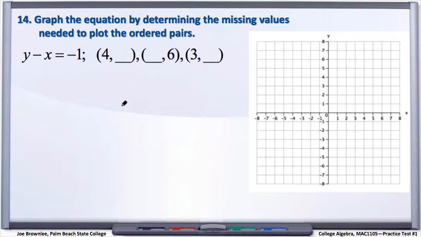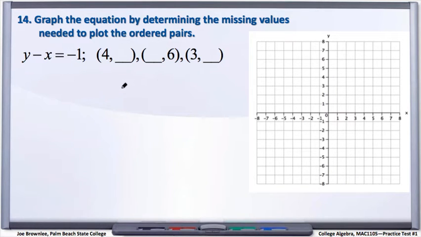Number 14, graph the equation by determining the missing values needed to plot the ordered pairs. All right, and we've been given the equation y minus x equals -1. And again, we have three ordered pairs, just like we did with number 13, except notice this time, this is a good question. Notice that we are missing x's and y's. So we've got to be careful when plugging in our respective values.